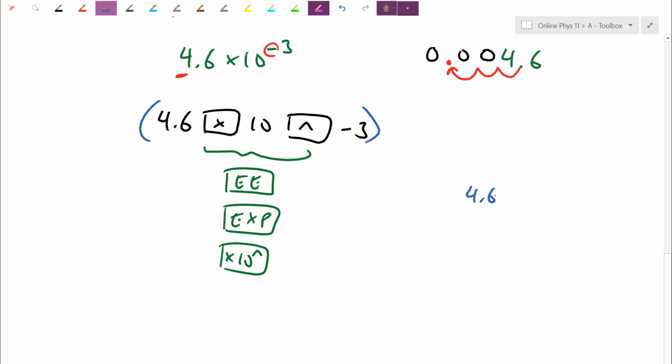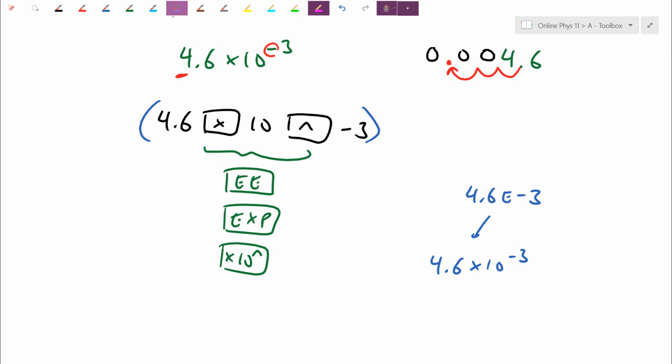Sometimes your calculator actually gives you the answer as: oh, the answer is 4.6 E negative 3. That's what that E means. If this was a quiz or a test, I'd still want you to write out that E is just simplified shortcut notation. I still want you to write it out. Oh, that means 4.6 times 10 to the negative 3. So you still write it in the proper exponential notation.